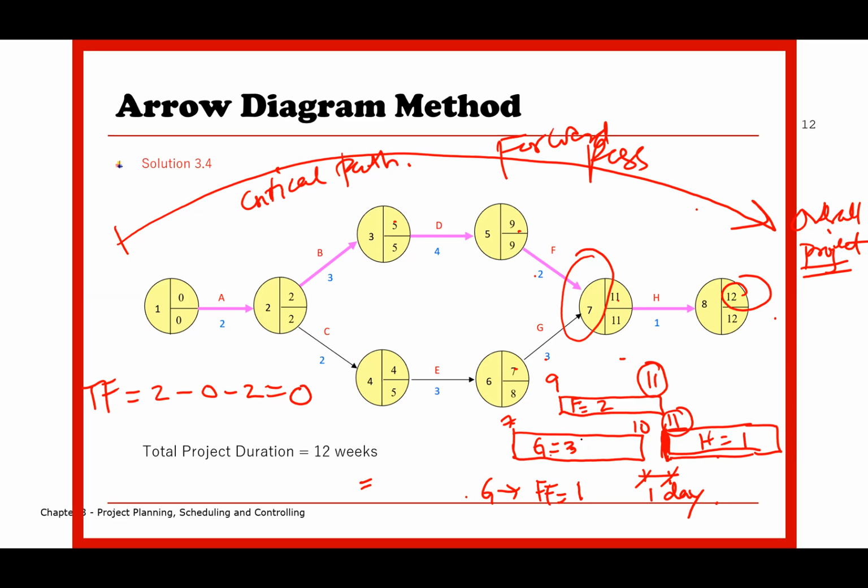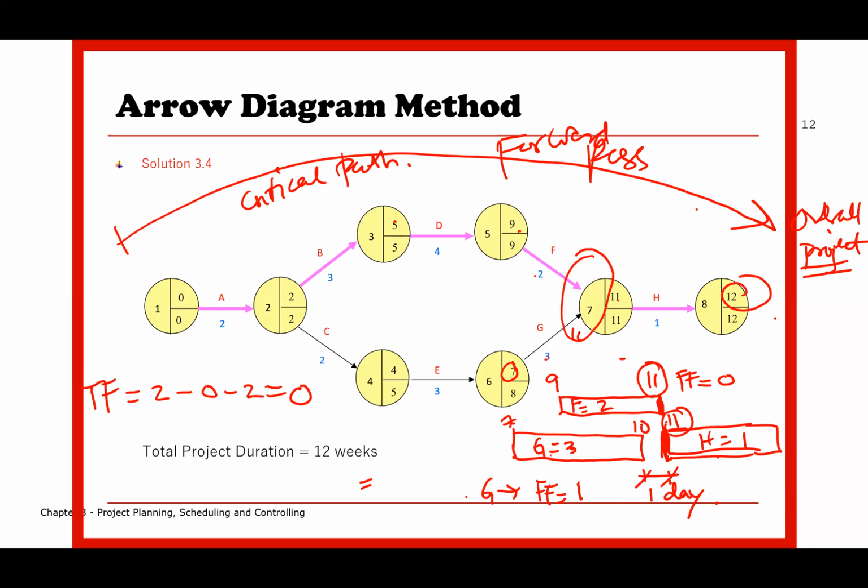How about the free float for activity F? Activity F finishes on day 11, but the following activity also starts at day 11. So the free float of activity F is basically 0. So that's how you calculate free float based on this concept. So how to calculate? 7 plus 3 is equivalent to 10.